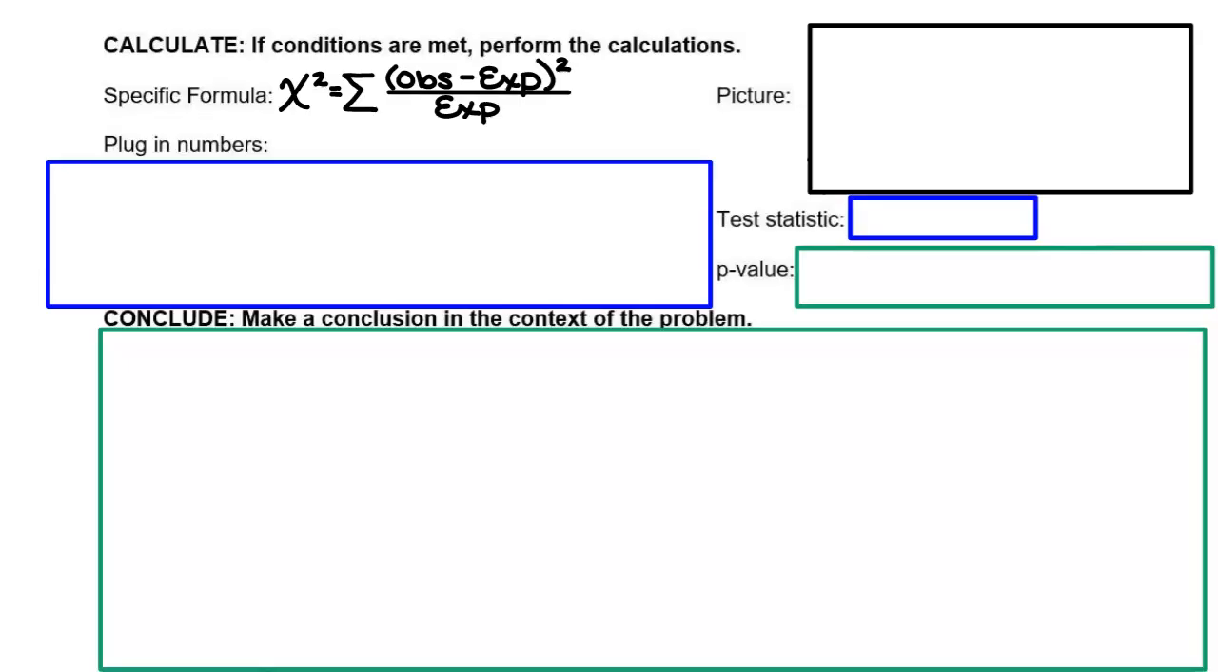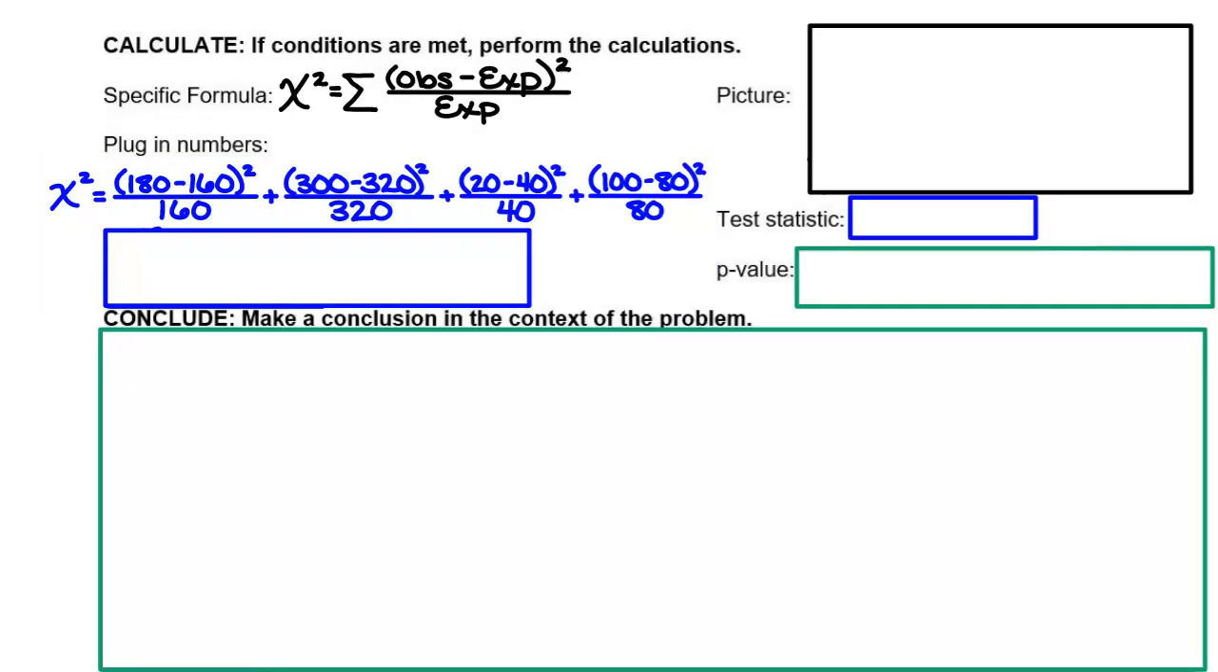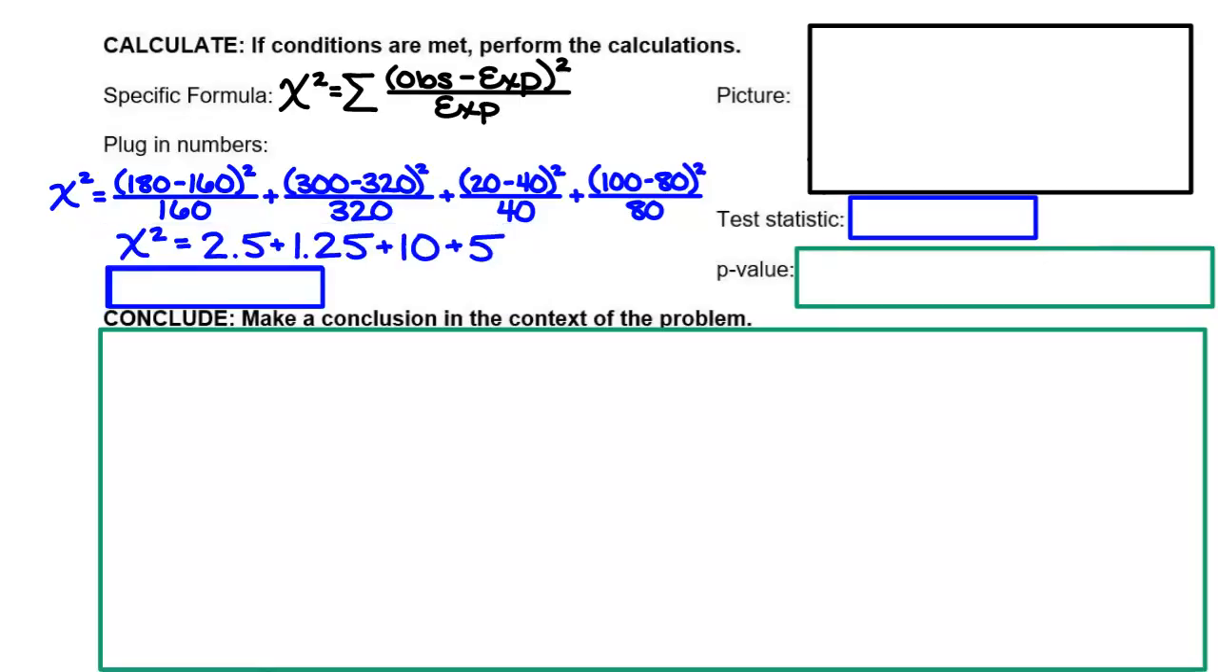Does anyone have a test statistic, a chi-square for me? 18.75 is correct, yes. Here's all 4 fractions. Since it was just 4, I went ahead and wrote them all down. And the components would be 2.5, 1.25, 10, and 5 for a chi-square of 18.75. Now this one was kind of nice because we didn't have to round anything if you took it out to 2 decimal places.